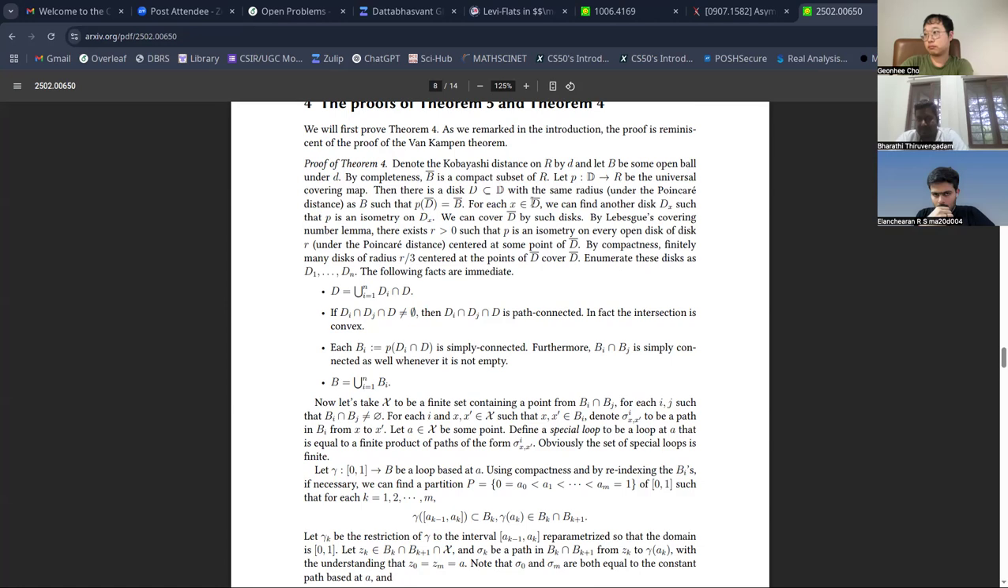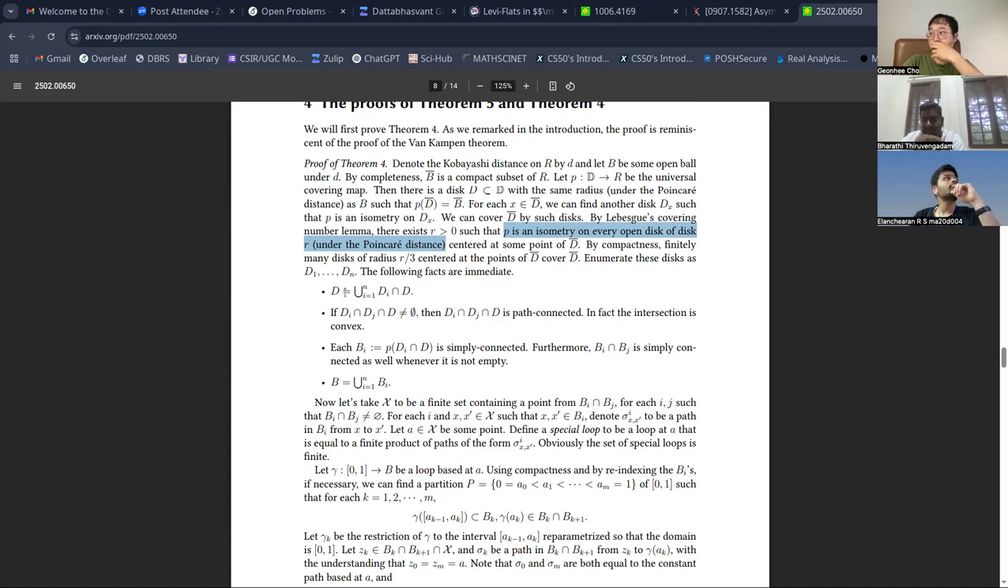So for each x in the disk, we can find a disk D_x such that p is an isometry on D_x, because the covering map is locally a holomorphism, right? We are trying to cover the closure of D by such disks first, and the radius of D_x can be different. But what we want is a unique radius, so we used the Lebesgue covering lemma to get a fixed radius, such that p is an isometry on every open disk of radius r under the Poincare distance centered at some point of the closure of D. So we have covered the closure of D by finitely many disks of fixed radius. Now we use compactness, and we reduce the radius to cover the closure of D. And what we have done is enumerate such disks.